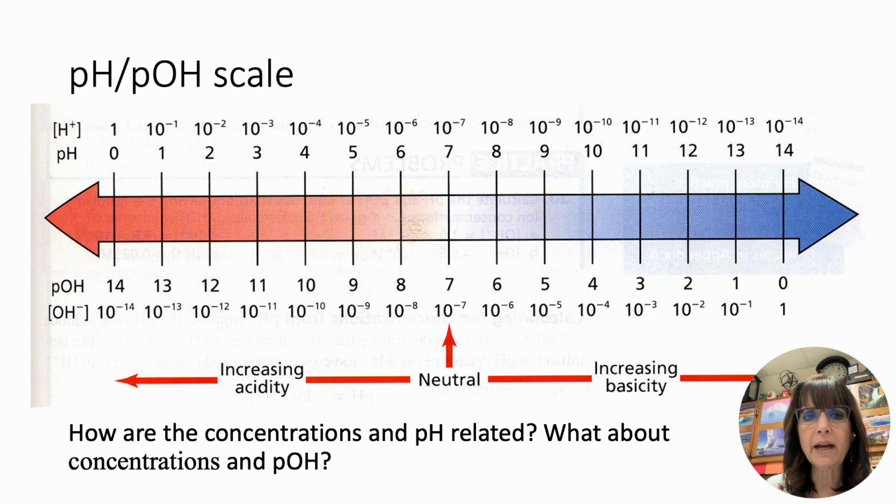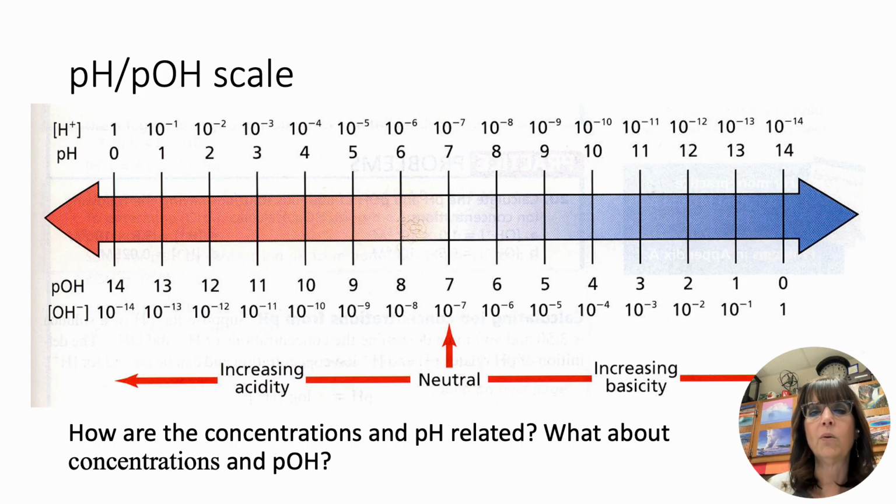Let's look briefly at this pH/pOH scale. I honestly just like looking at the pH scale, which is on the top. So when you have a pH of 0, the H concentration is 1. Plug it into the calculator if you don't believe me. Now this is kind of neat. If you have a pH of 1, the concentration is 1 times 10 to the negative 1. 2, 1 times 10 to the negative 2.